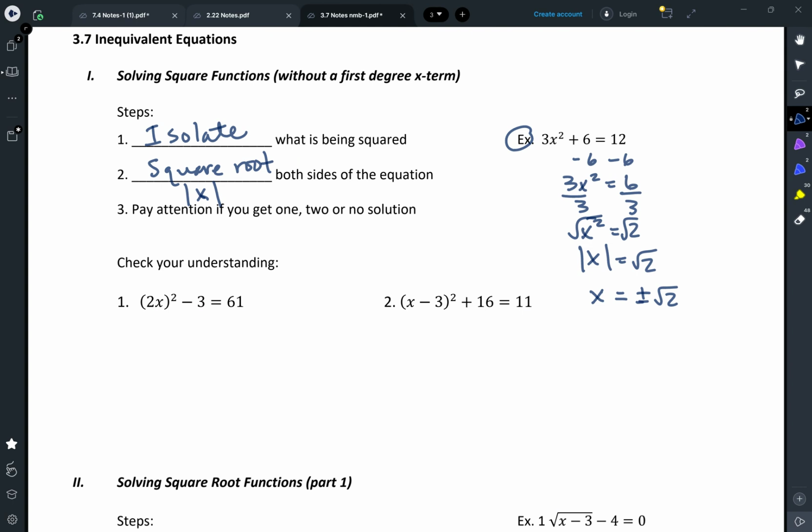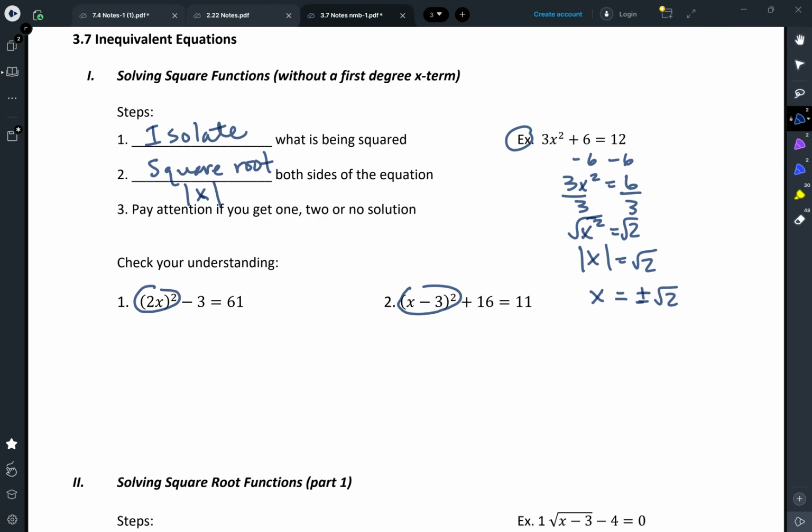So you're going to go ahead and do a check your understanding. Remember, we're going to solve for our squared quantity first. So this is the part that's being squared. This is the part that's being squared. These are a little bit trickier than what you've done on your own. So go ahead, pause, try them.